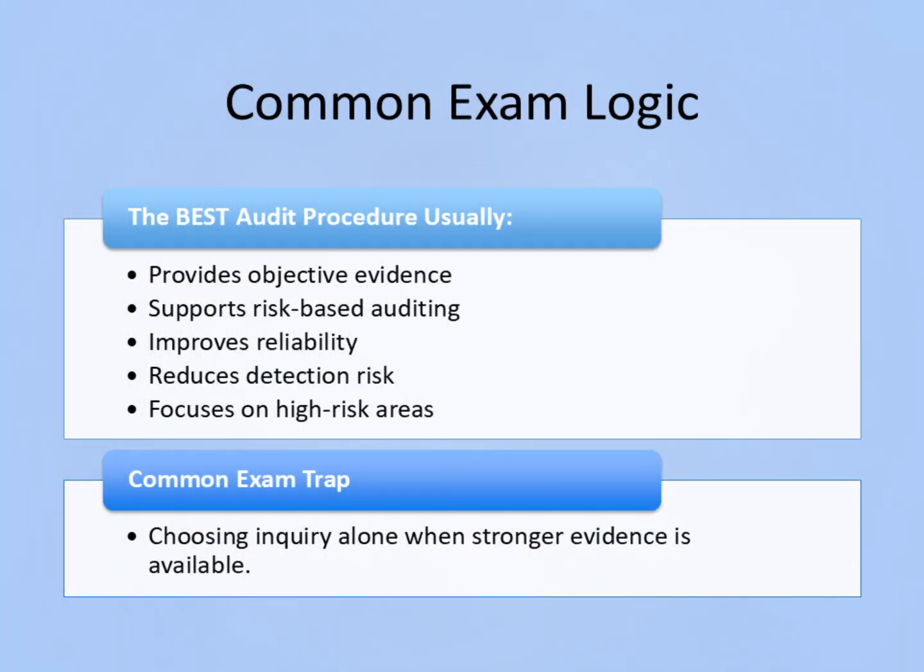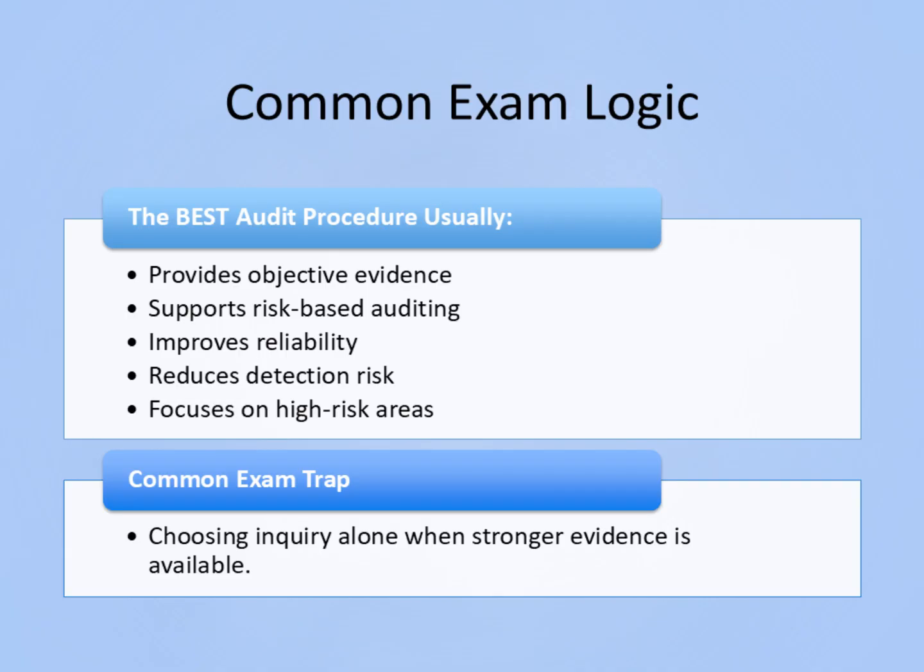A common theme throughout CISA audit questions is identifying the audit procedure that provides the strongest, most reliable, and most objective evidence. In most situations, the best audit procedure is the one that supports risk-based auditing, improves reliability, reduces detection risk, and focuses attention on high-risk areas. Procedures such as reperformance, inspection, analytical procedures, confirmation, and automated evidence are generally stronger than relying only on verbal explanations. The CISA exam also frequently tests the concept of objective evidence. The more independent and verifiable the evidence is, the more reliable the audit conclusion becomes.